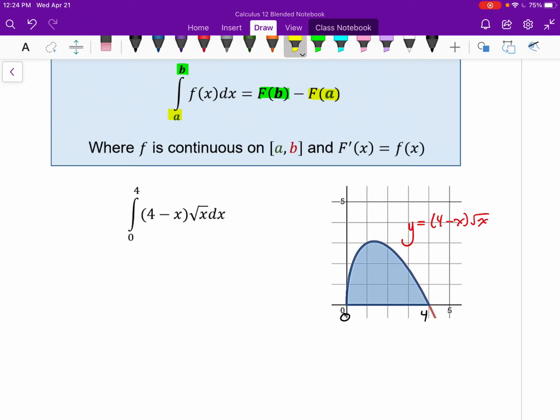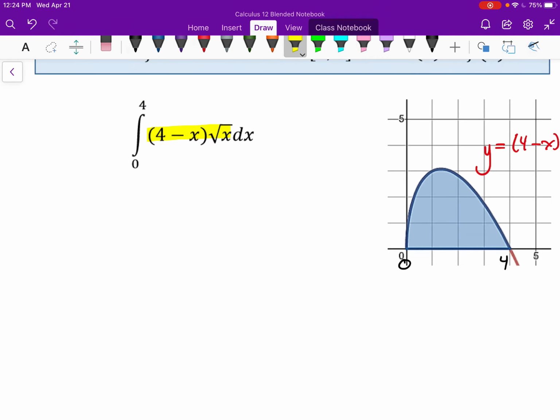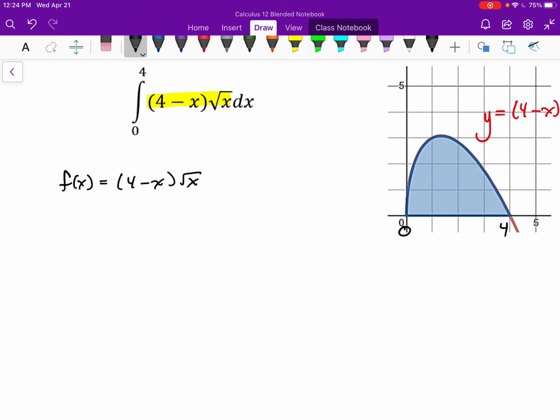And so first I need to find the antiderivative of this. That's actually going to be a lot of my work, just finding the antiderivative of 4 minus x times root x. First thing I would do, I'm going to call that f of x. Before I find the antiderivative, just like if I was differentiating, I would prefer to distribute this root x and think of it as x to the 1/2. So I have 4 times x to the 1/2 minus x to the 3/2. And I'll call that f of x.